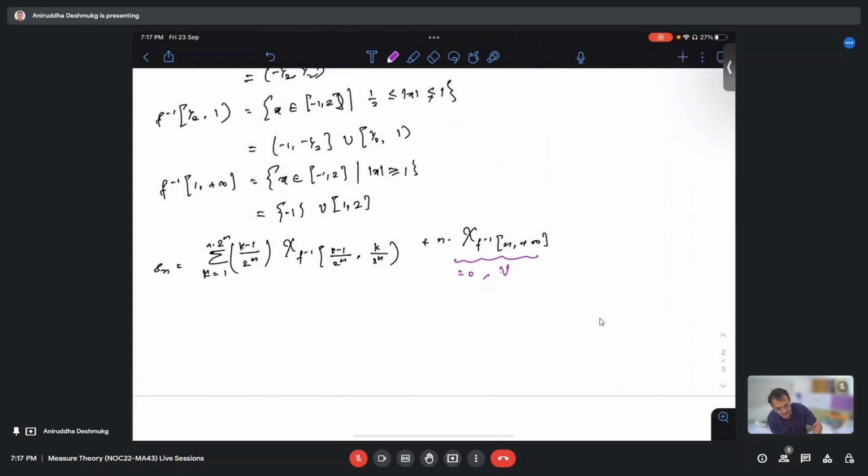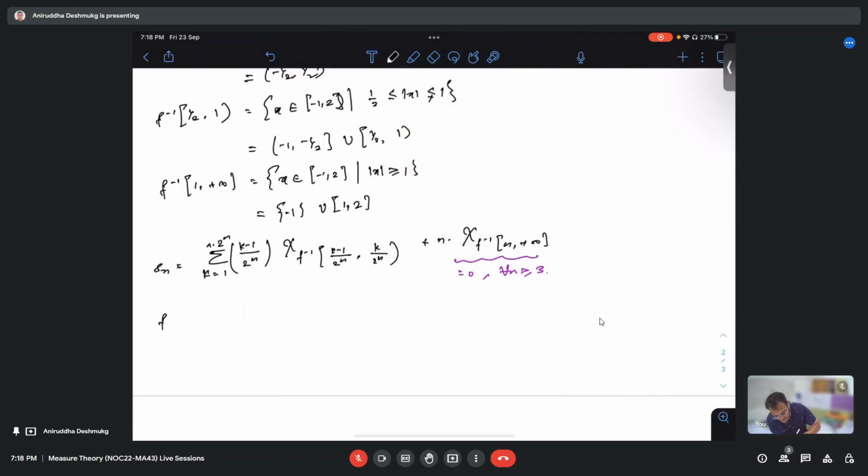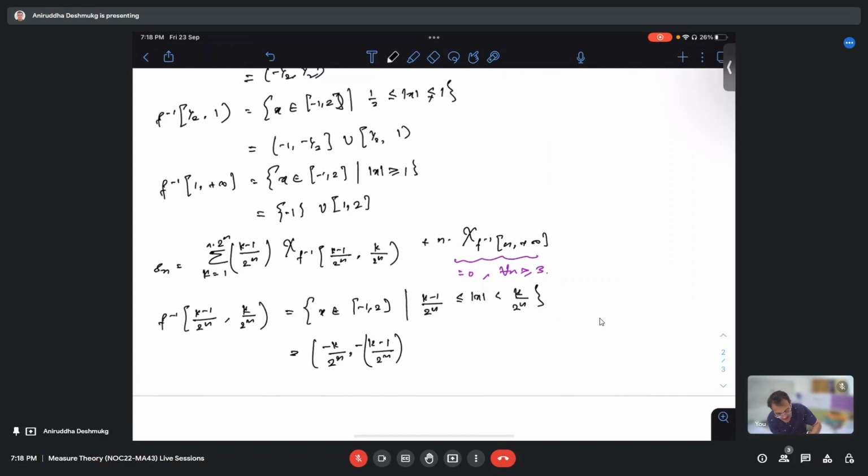This is 0 for n bigger than or equal to 3. So we only need to compute this. So f inverse of [(k minus 1)/2^n, k/2^n). Look at all those x in [-1, 2] such that (k minus 1)/2^n is less than or equal to |x|, and |x| is less than k/2^n, which is clearly the union of two intervals, namely (-k/2^n, -(k minus 1)/2^n], closed here, union [(k minus 1)/2^n, k/2^n), closed, open.